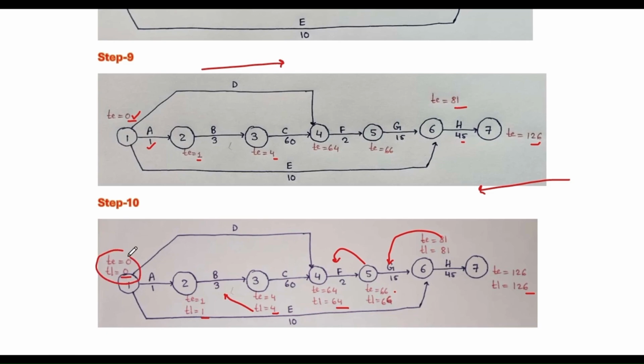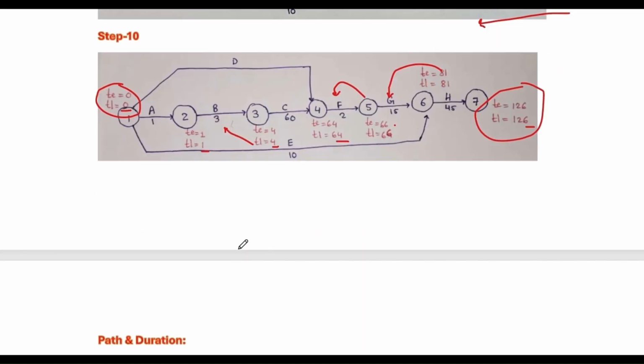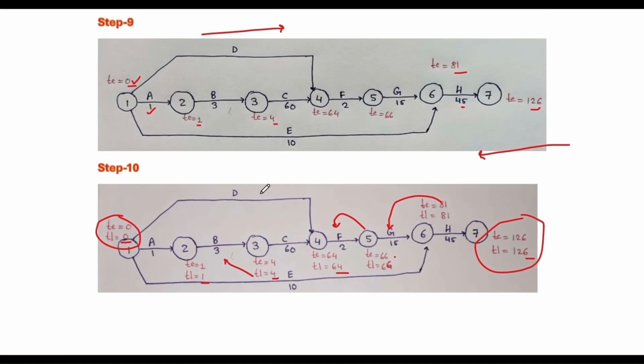So always our starting point and ending point will be the same, and all other details are the same for the critical path only. Further, node 1 has 3 outgoing activities: one is 1 to 2, one is 1 to 4, and another is 1 to 6. For E, 81 minus 10 is equal to 71. Whenever multiple paths exist in the backward pass, we take the smallest value. So the latest time of node 1 will be 0. The backward pass is also completed.